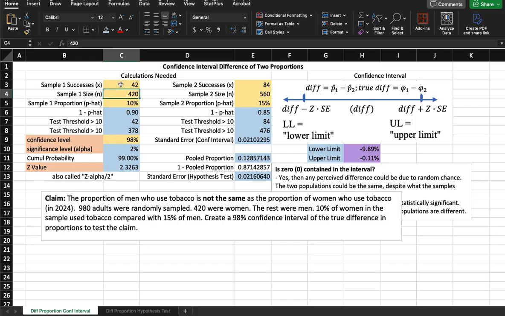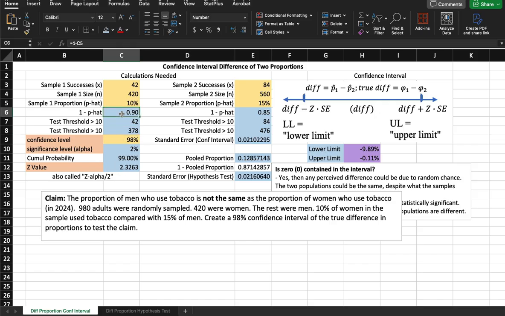Okay, so that's why I've colored them in gold, and I have not used cell references for them, because those are numbers that we provide from the problem. Let's just continue down this column and fill in the remaining values that we need.